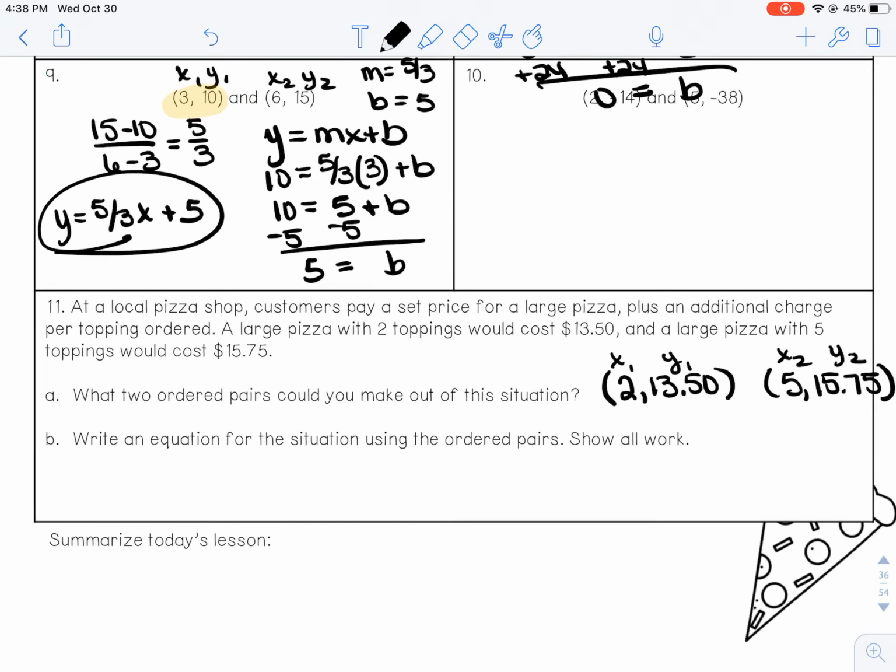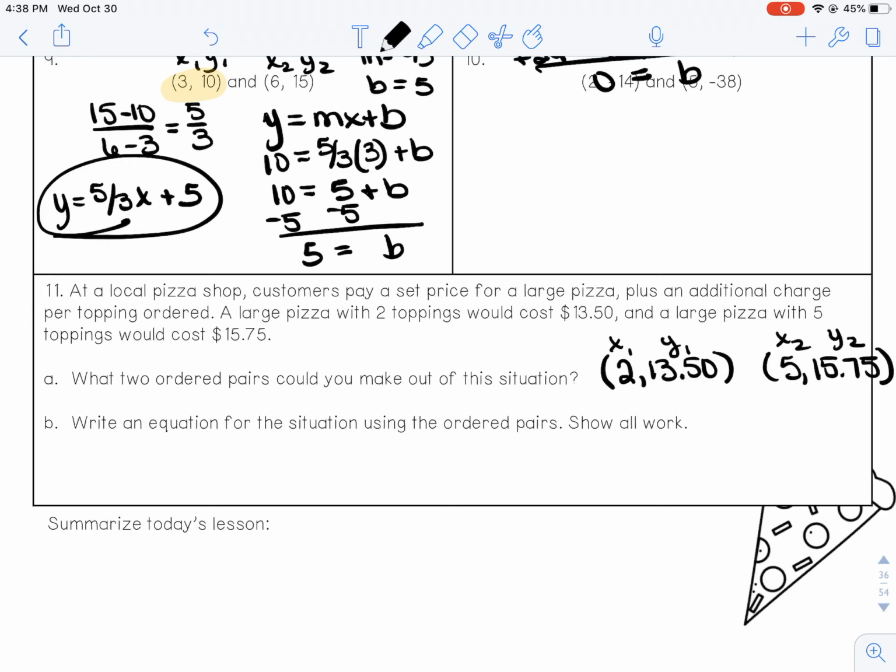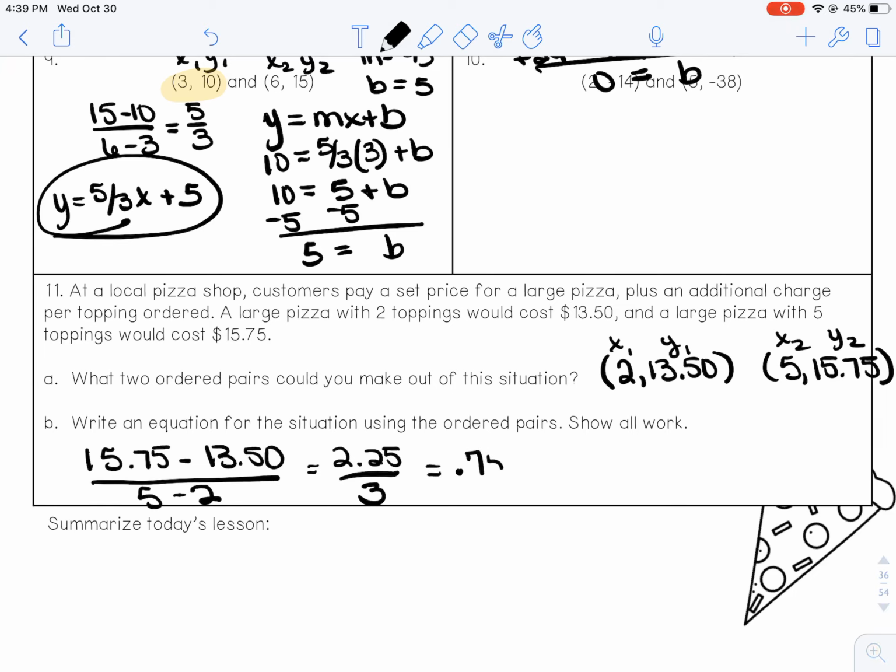Okay, so write an equation. So we got some work to do first. We got to find our slope. So y2 minus y1, 15.75 minus 13.50, all of that over 5 minus 2. Okay, and 15.75 minus 13.50 is $2.25 over 3, but I need to go ahead and divide that out. So the slope is 75 cents, and the slope represents your toppings. Okay, so 75 cents a topping.